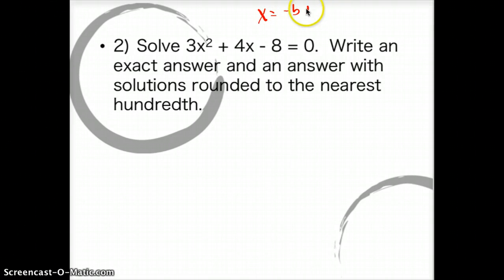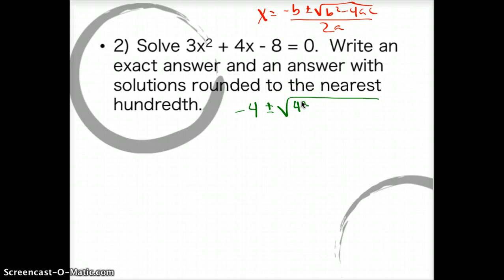x equals negative b plus or minus the square root of b squared minus 4ac, all over 2a. Okay. And this is already in standard form, which is nice, so we're just going to set it up. Negative b will be negative 4 plus or minus the square root of b squared, so 4 squared, minus 4 times a, which is 3, times c, which is negative 8, all over 2a, so 2 times 3.